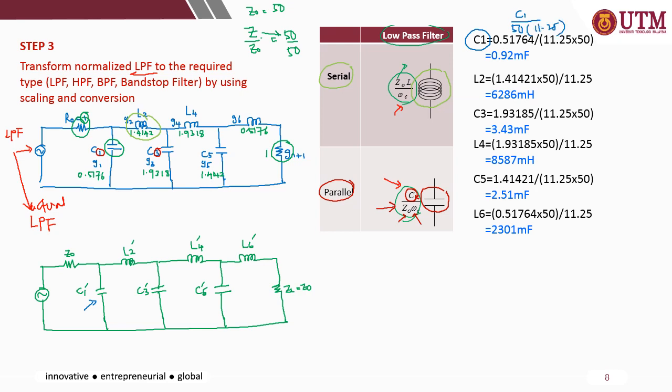Then the second component, the inductor from the normalized circuit, becomes in series, so it's still an inductor. And what happens to the value? The inductor L2 is equal to, for inductor in series, Z naught divided by omega C times L. L is the current normalized value, so 1.4142 multiplied by 50 divided by 11.25. So repeat all the steps up to the final components in the circuit, and then you'll get your final or actual circuit.